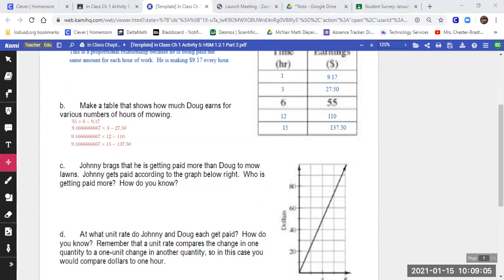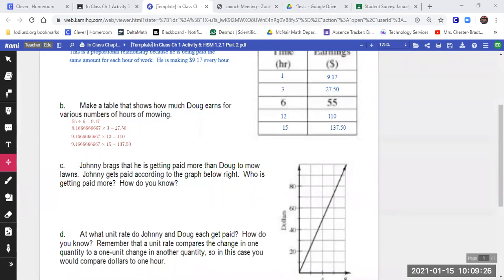You sure? 55 divided by 6 times 15. It's 50, not 55. Remember, we don't use the rounded number. We use the decimal number.